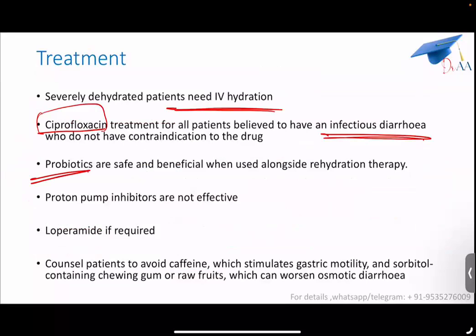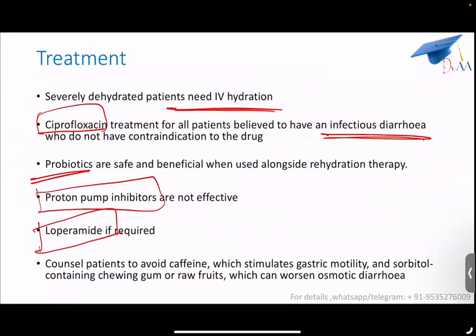Probiotics you can prescribe to everyone. They are helpful. There's no harm in prescribing probiotics. PPIs, which stands for proton pump inhibitors, there is no use at all. Don't use them. Loperamide, symptomatically, it will be helpful. Recommendations are don't prescribe it unless it's absolutely necessary.